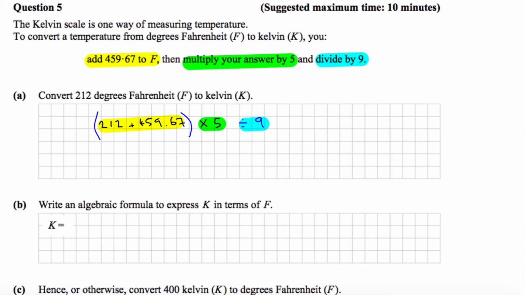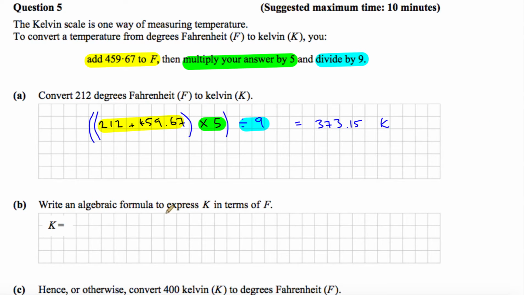So you can just put all this in your calculator in one go. So the answer to this will be multiplied by 5, and then the answer to that will be divided by 9. So if you just put all of that then into your calculator, you get an answer of 373.15 degrees, and that's in Kelvin.